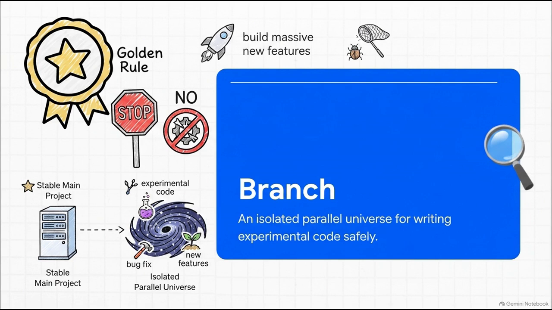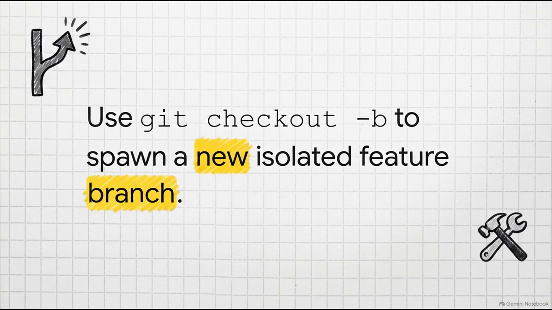stable main project. To spawn and immediately switch to a brand new isolated feature branch right in your terminal, you use the command git checkout -b, where the b stands for branch, followed by a nicely organized name, something descriptive like feature/patient-billing-module. While you're on this branch, you can edit, stage, and commit completely isolated from the main system. You can't break anything.